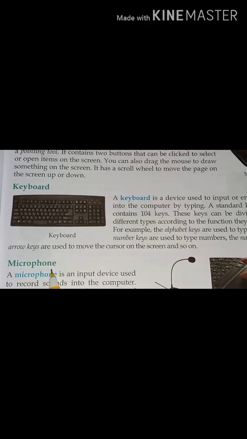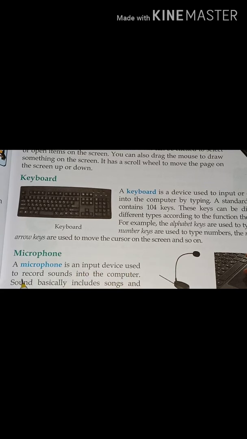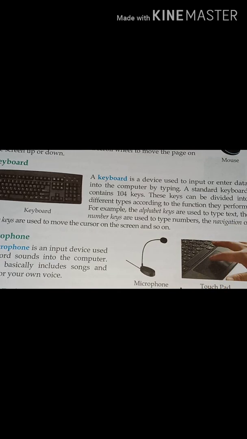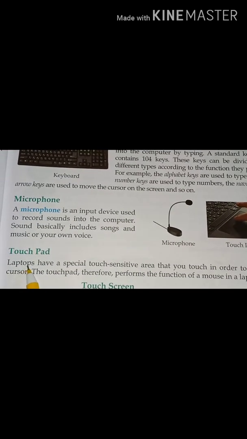Now the third input device is microphone. Microphone is an input device used to record sounds into the computer. Here you can see the picture of microphone. Sound basically includes songs and music. Here, this is the touchpad. This is also an input device. Laptops have a special touch-sensitive area that you touch in order to move the cursor, and touchpad therefore performs the functions of a mouse in a laptop.